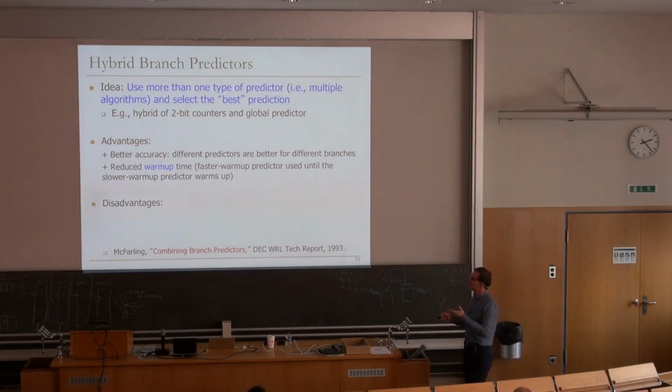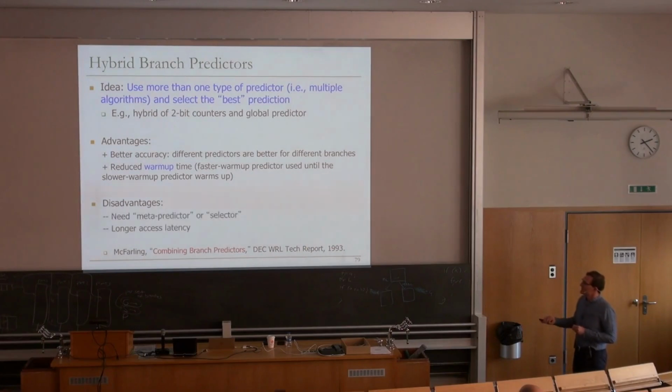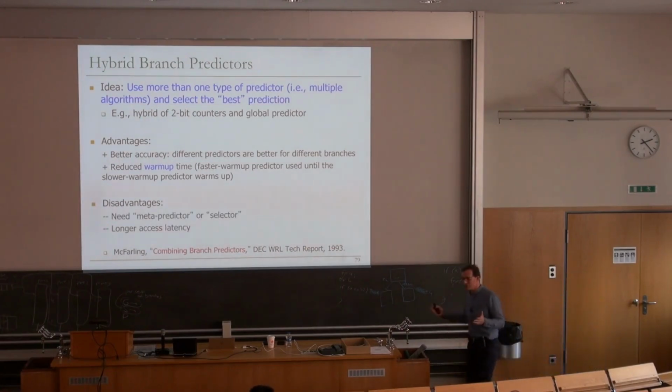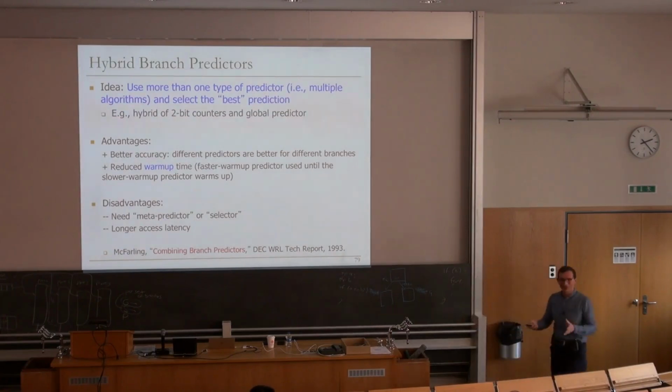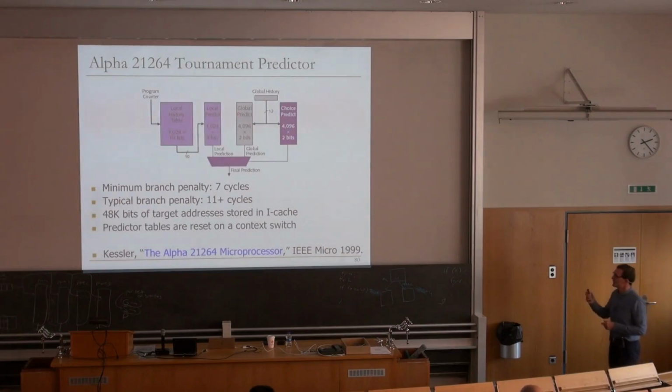You can rely on some other predictor until a bigger predictor warms up. So disadvantages, of course, you need a meta predictor, as I said, or a selector. Now you have even longer access latency. As I said, we're going to increase the access latency for getting more accuracy. And this is a real example.